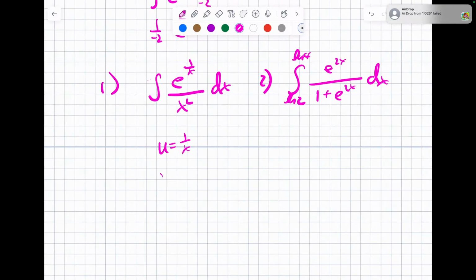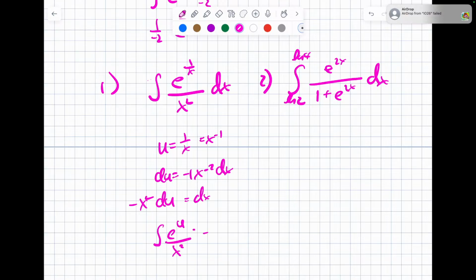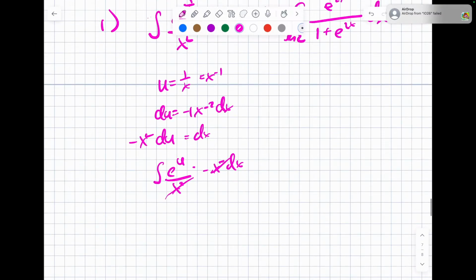u equals 1 over x, du equals x to the -1, so -1 x to the -2 dx, and then this is going to be du times negative x squared equals dx, so it'll be e to the u over x squared times negative x squared dx. So this cancels out. That's going to be the integration of e to the u du negative, so it'll be negative e to the 1 over x plus c. You got it? Yeah, I got that one.